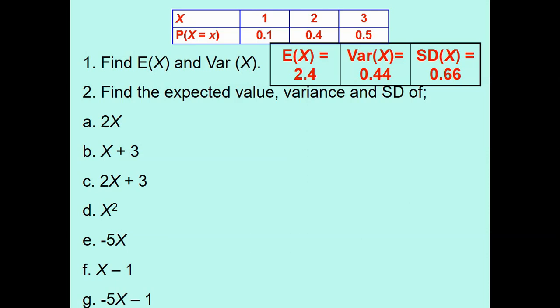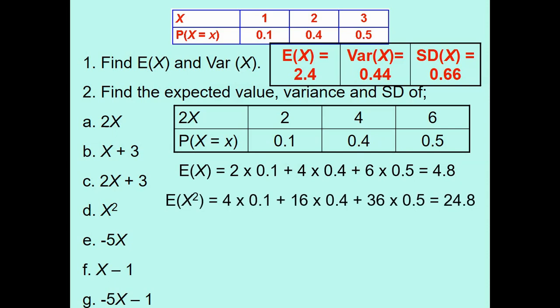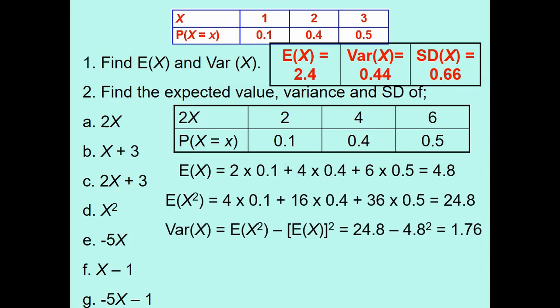So for example, for part A, we could write out a new probability distribution function with our values of 2x along the top. To find the expected value of x, we multiply each value by the probability and sum them, so we get 4.8. To get the variance, we'd need to first find E of x squared, so we square each value of x and multiply it by the probabilities to get 24.8, and then use the variance formula to end up with 1.76. Okay, the standard deviation we know is just the square root of that, so that comes out to be 1.33.